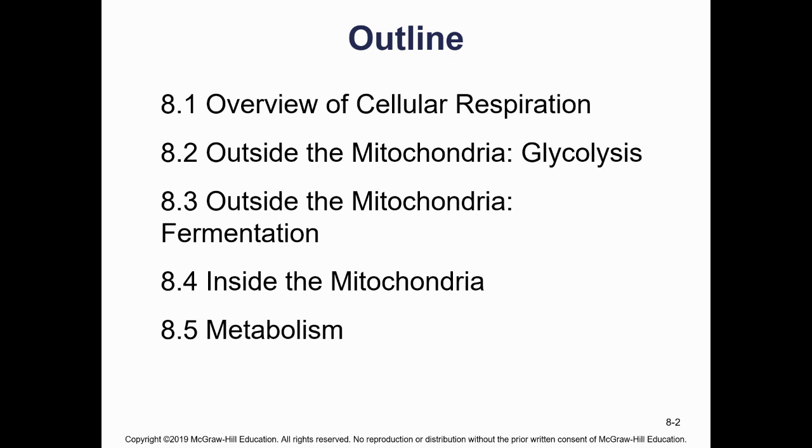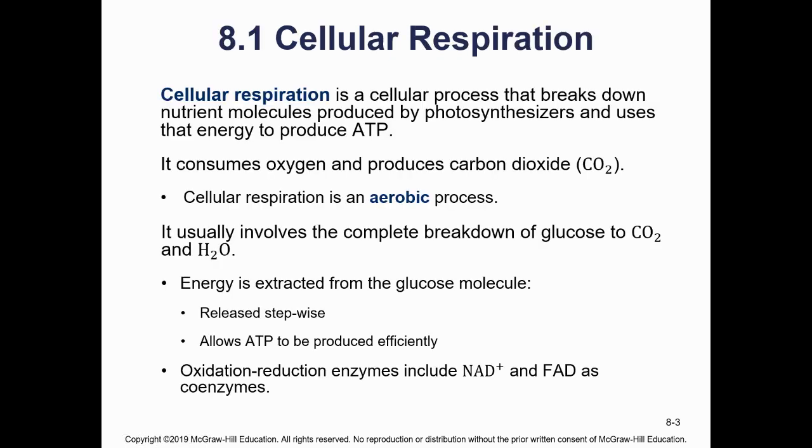So our outline for the chapter: we'll look at a broad overview of cellular respiration. Then we'll look at the steps of cellular respiration, glycolysis, which takes place in the cytoplasm. Then we'll look inside the mitochondria at the other steps: the preparatory reaction, the Krebs cycle, and the electron transport chain. Then we're going to look outside at fermentation. We're going to reverse the order of these because I want to get the complete process of cell respiration done first, before we step back to look at the anaerobic process of fermentation. And then we'll finish with an overall look at metabolism.